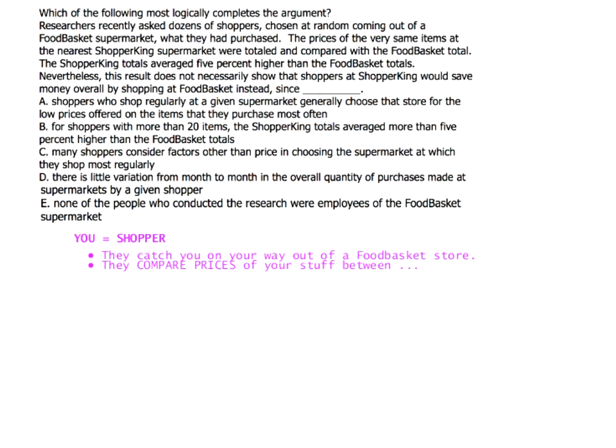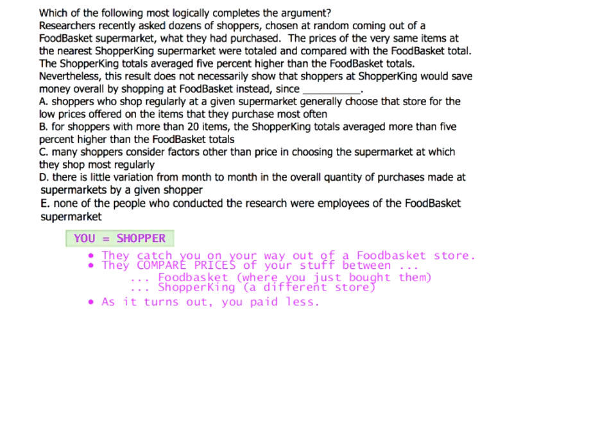between Food Basket, where you actually bought them, where you just bought them, and Shopper King, which is a different place. And then they find that you paid less, as it turns out. I mean, they phrased it as the other store is more, but when you phrase it in terms of you as the shopper, that's not really how you're going to think about it. You're going to think about it as you saved money at the store where you bought them.